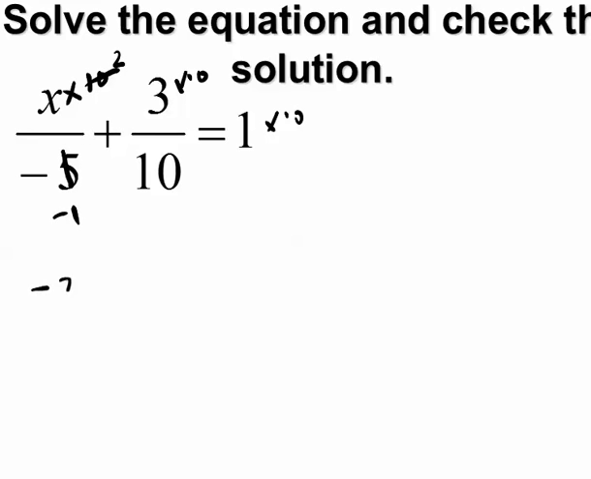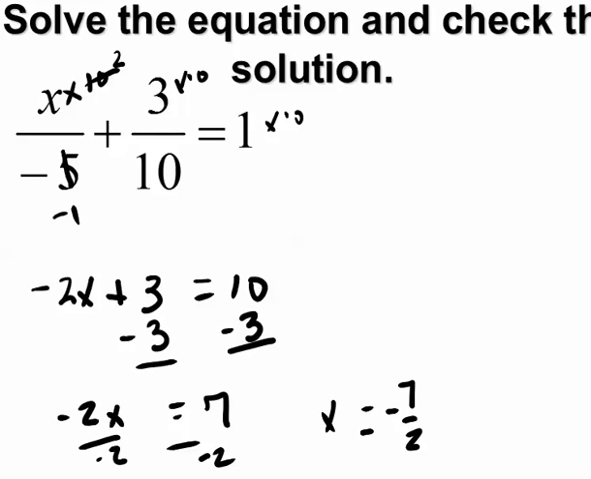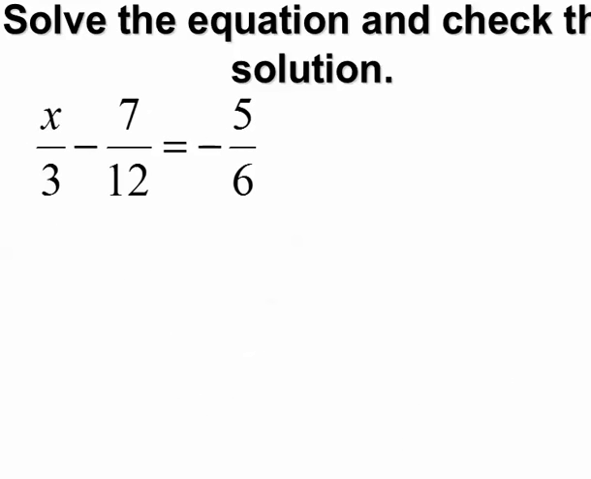So we have a negative 2x plus 3 is equal to 10. If we have this, we would now subtract 3. Negative 2x is equal to 7. Divide by negative 2. X is equal to negative 7 halves, or negative 3 and 1 half.